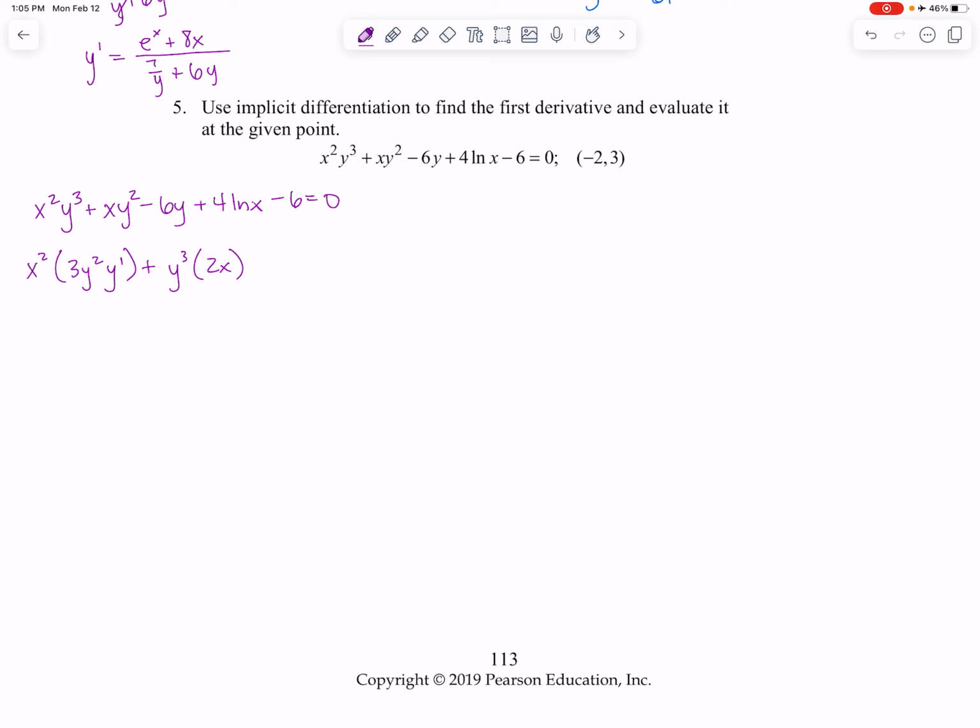Now we have another product, the first times the derivative of the second, the derivative of y squared is 2y, y prime, plus the second times the derivative of the first, the derivative of x is 1. The derivative of 6y is going to be 6y prime. The derivative of 4 natural log of x, so the derivative of natural log of x is 1 over x, so we have 4 over x. And the derivative of 6 is 0, and the derivative of 0 is 0.